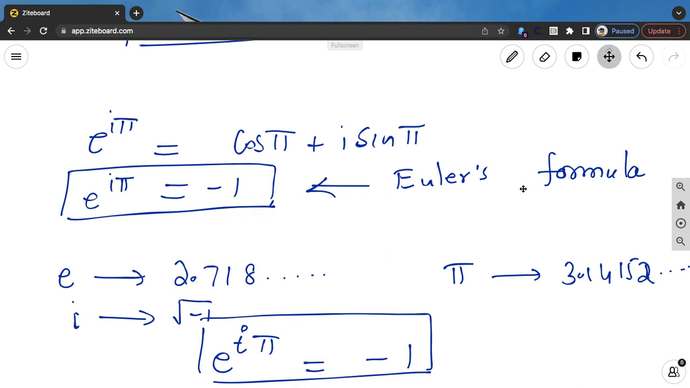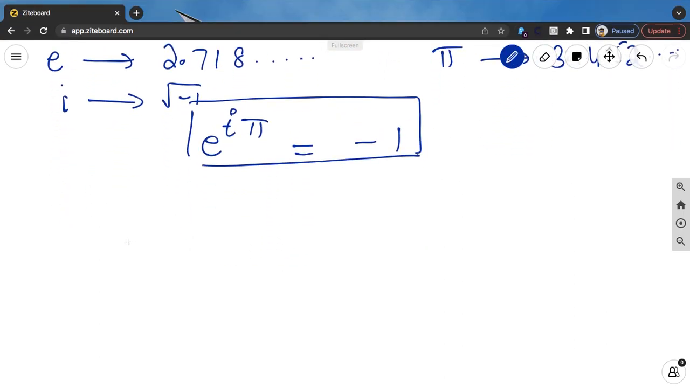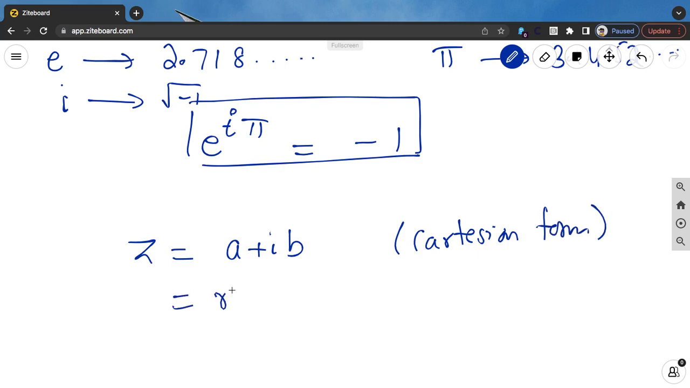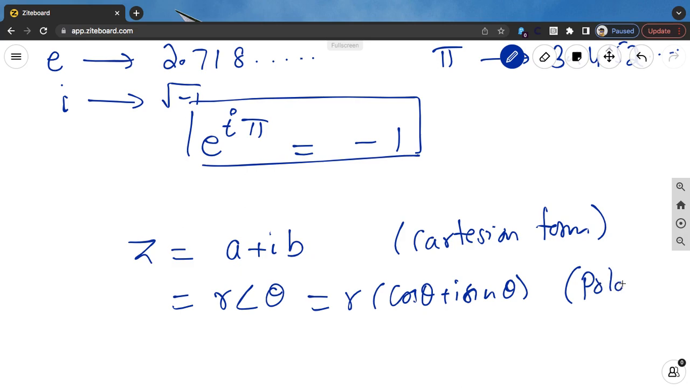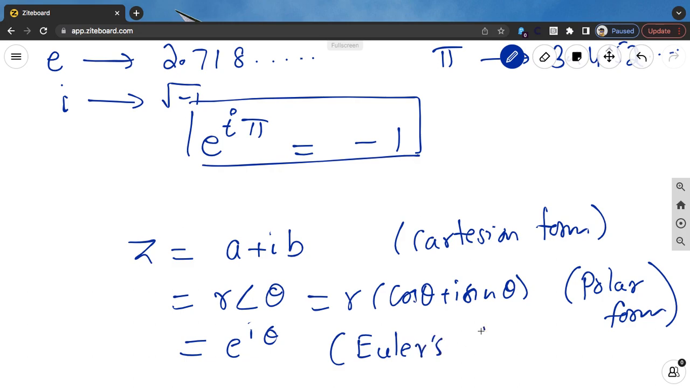So bottom line is every complex number has three forms of representation. a plus i b, which is called the Cartesian form. r theta or r cos theta plus i sin theta, which is called the polar form. And e raised to i theta, which is called the Euler's form. All the three are the same complex number represented in different forms.